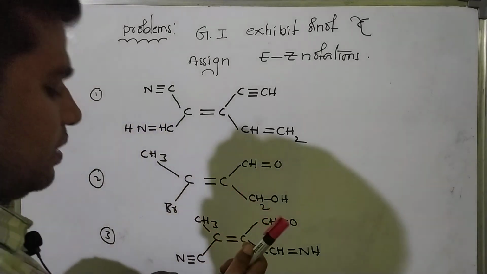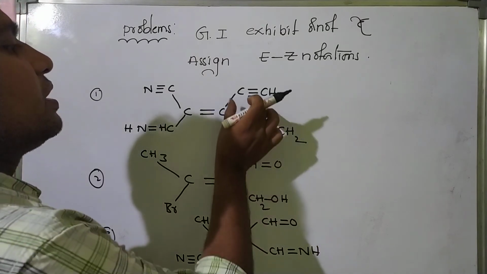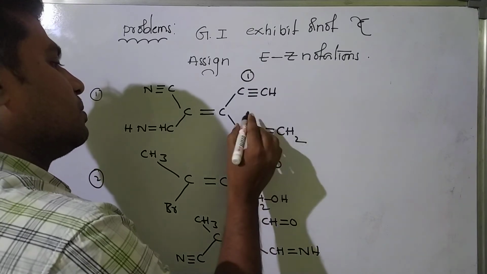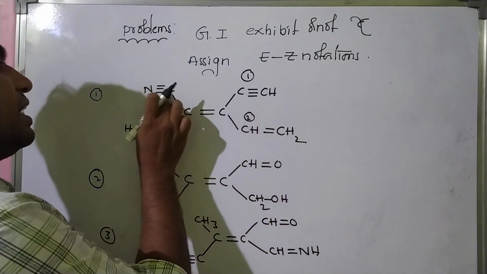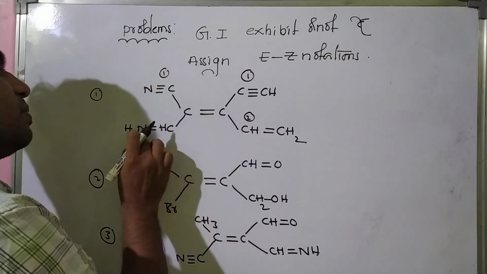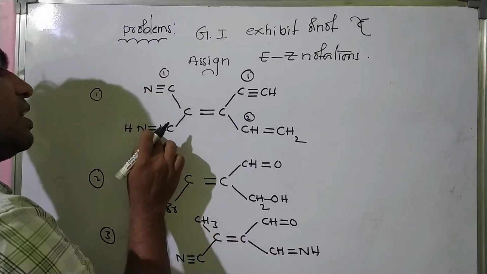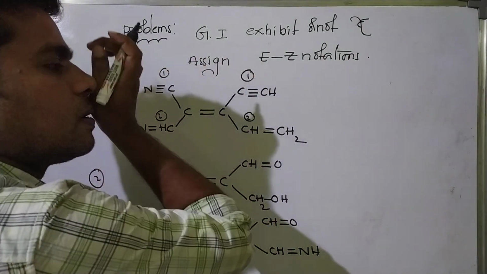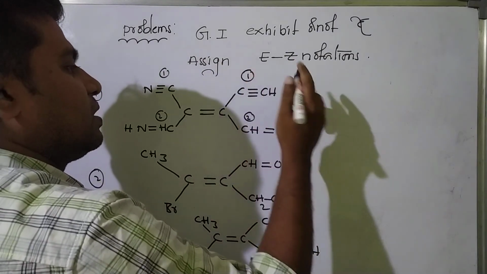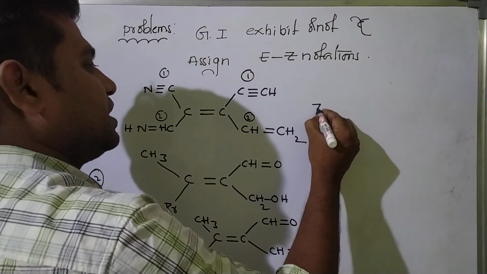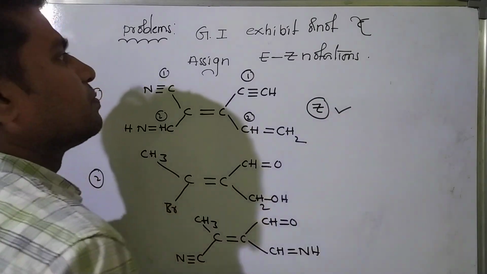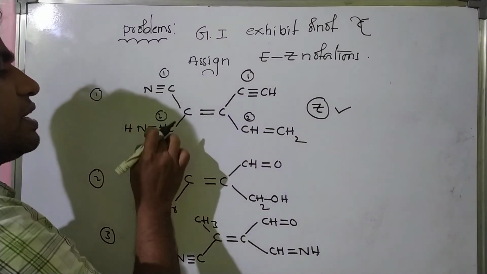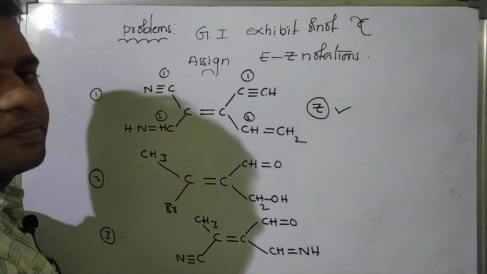Okay. Here carbon triple bond, here carbon double bond, second priority. Here C triple bond N, first priority. Here C double bond, second priority. So first and first priorities are on the same side. So Z isomer. Geometrical isomers exhibit or not? It means exhibit. Why? Because A is not equal to B, C is not equal to D. Next.